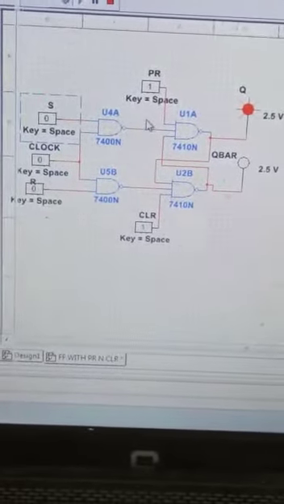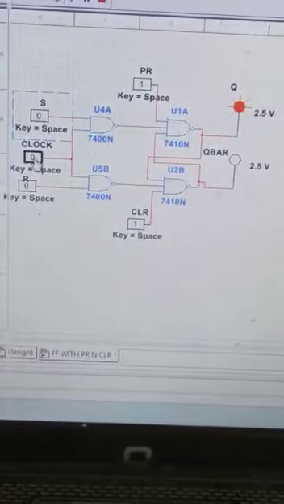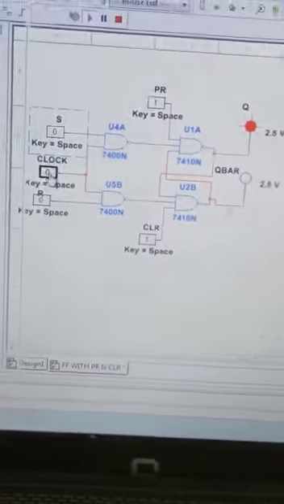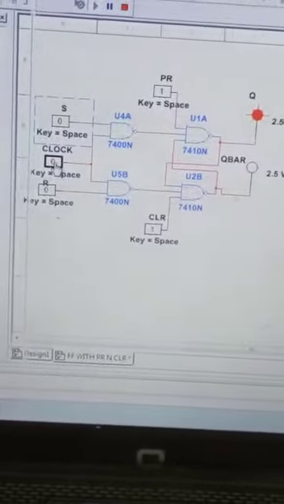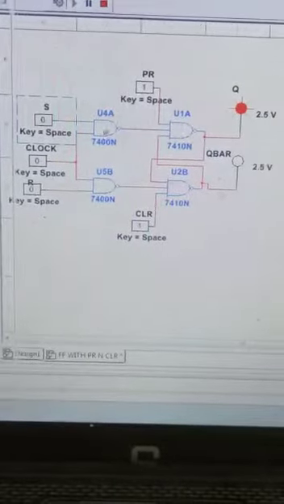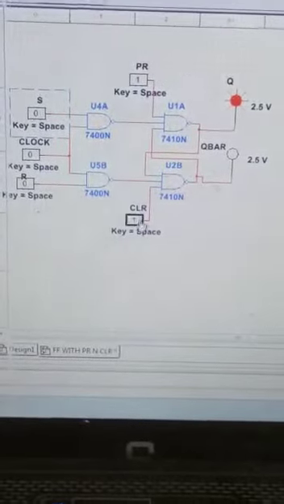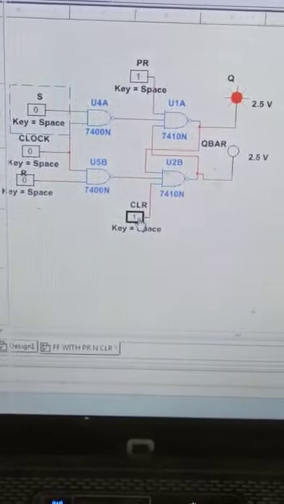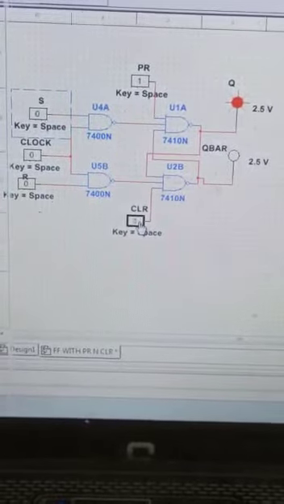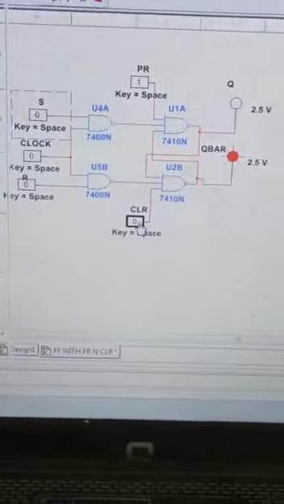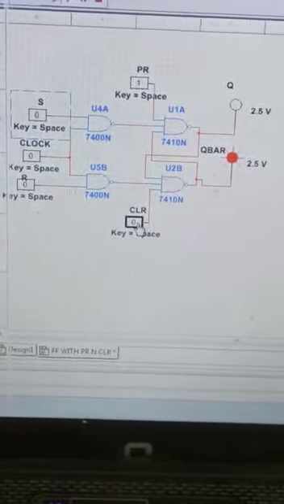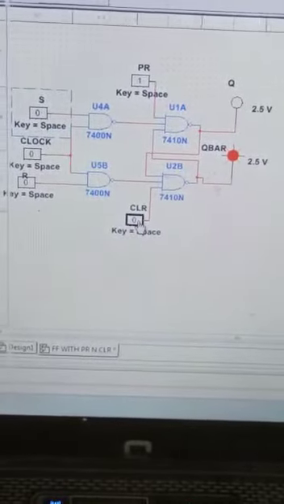So see, now clock is 0. Okay, whether clock is 0 or 1, preset and clear will work. I will show you. Now suppose I want to clear the flip-flop. So you just have to make clear input 0. See what happens. It has cleared the flip-flop. Clearing the flip-flop is just like resetting the flip-flop.